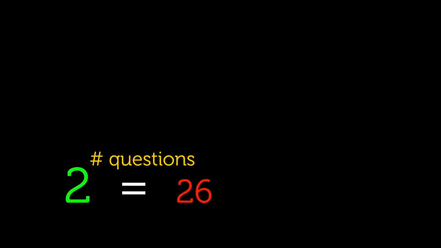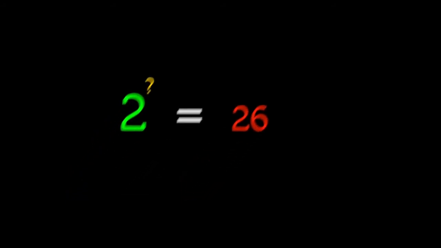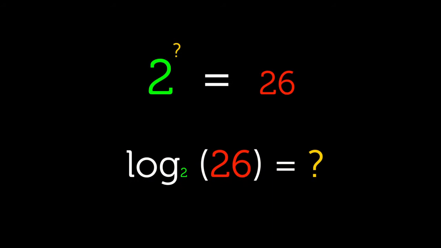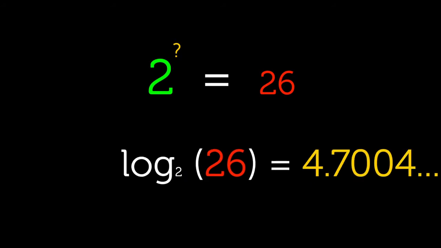So how can we calculate the exact average or expected number of questions given a message space of 26? We ask the reverse question: 2 to the power of something equals 26. And to answer these types of questions, we naturally use a logarithmic function base 2. Because log base 2 of 26 is the exponent 2 needs to be raised to give us 26, which is approximately 4.7. So on average, approximately 4.7 questions will be needed per letter at minimum.